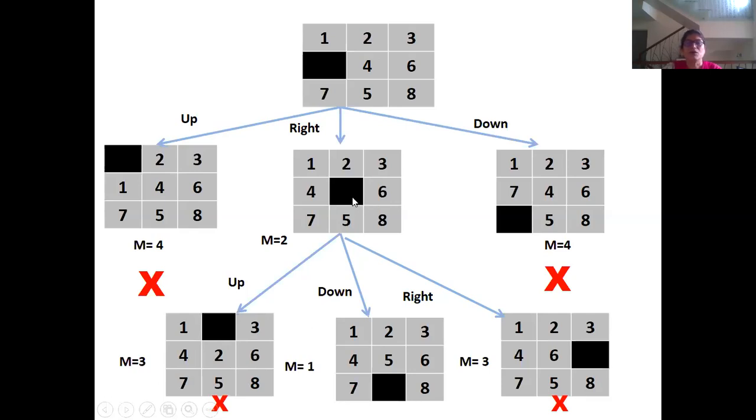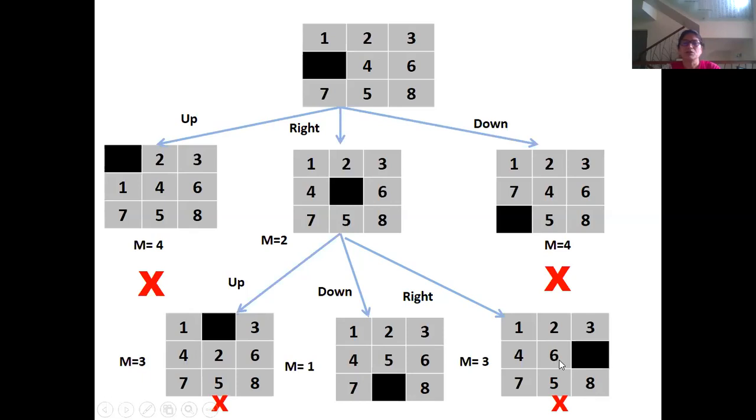Once the block is moved down, in the new state you get here, again count the number of misplaced blocks. So 1, 2, 3, 4, 5, 6, 7, all these are at their right positions as compared to the goal state. Only one block is misplaced, that is 8. So the number of misplaced blocks is 1. Come to the next state.